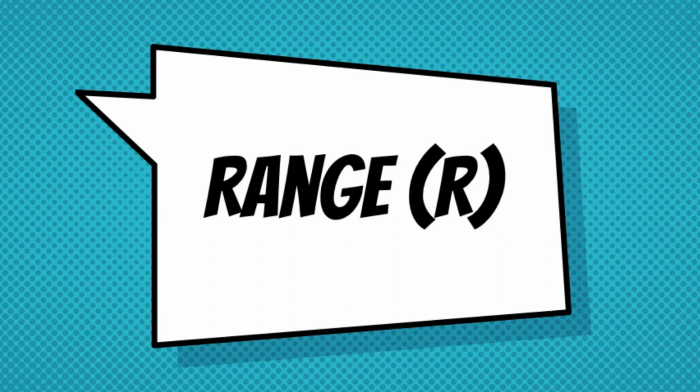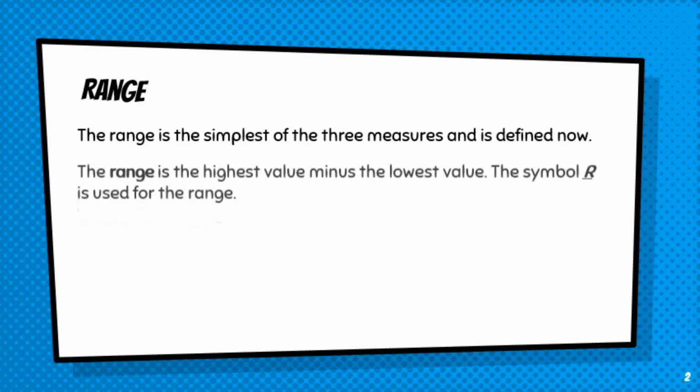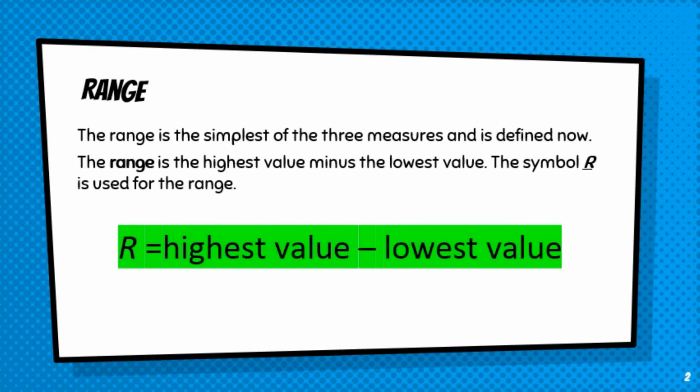The first topic in this chapter is range, or simply denoted with a capital R. The range is the simplest of the three measures and is defined now. The range is the highest value minus the lowest value. The symbol R is used for the range. This is the formula.